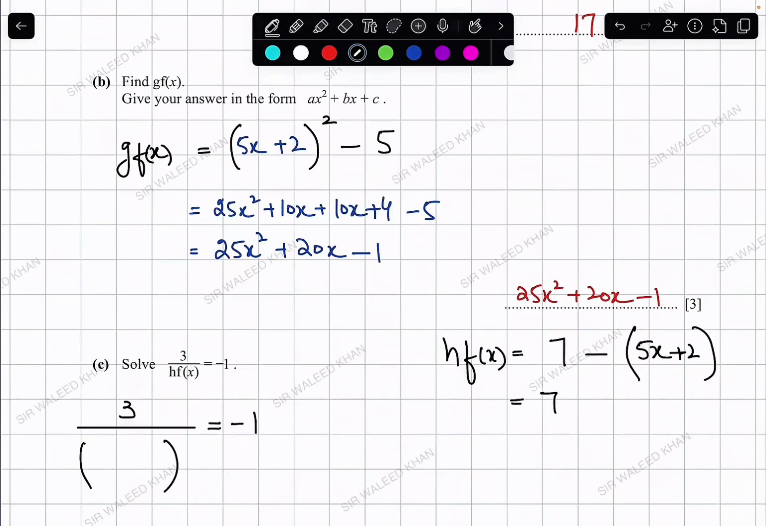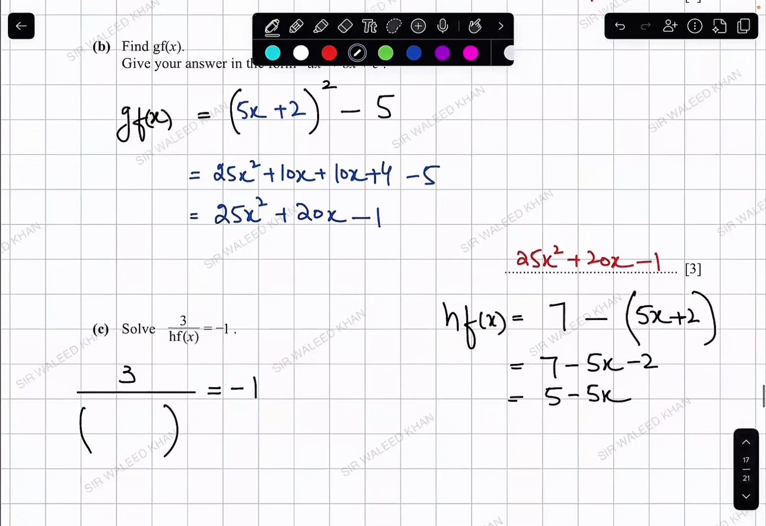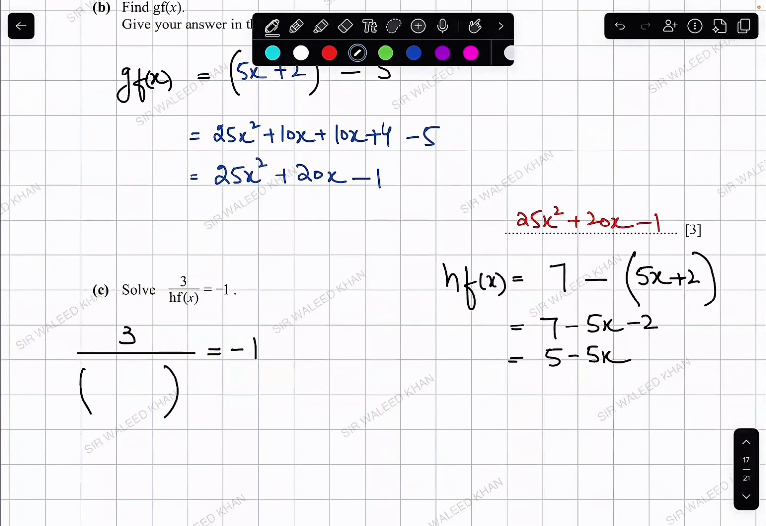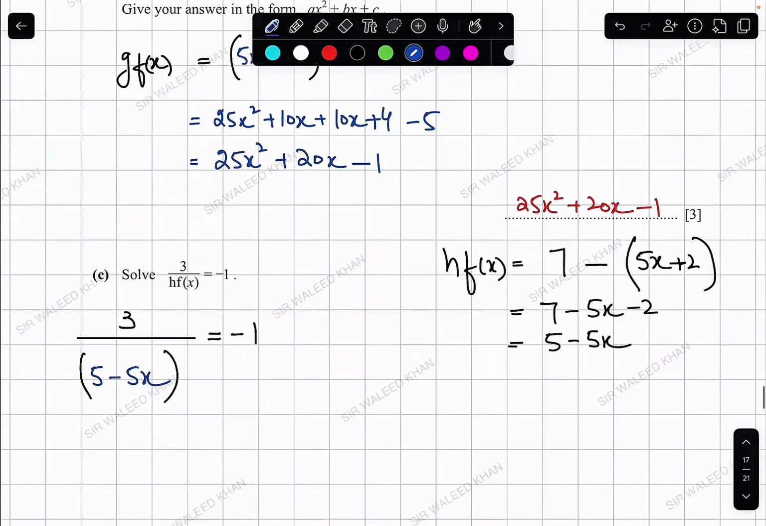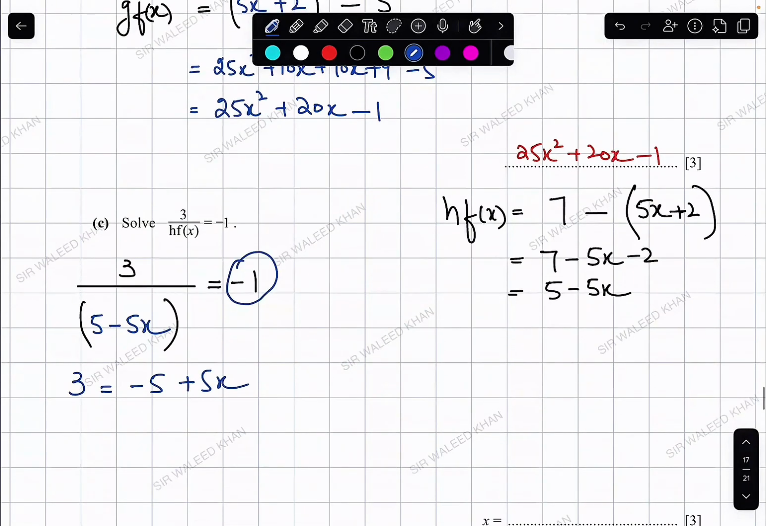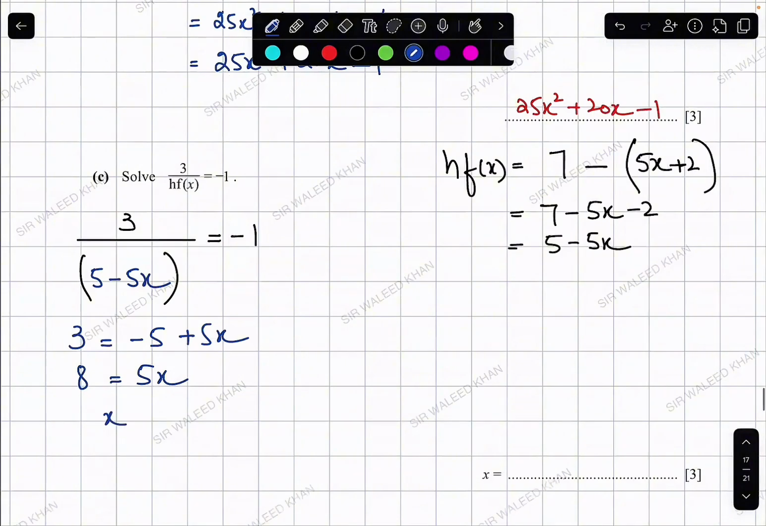So h of f of x will be 7 minus (5x plus 2), so we have 5 minus 5x. Okay, 5 minus 5x, which I can use over here. Multiplied on the other side, this will be minus 5 plus 5x, because it's multiplied with a negative 1. Now, rearrange it. So this will be 8 is equal to 5x, and x is equal to 8 over 5.